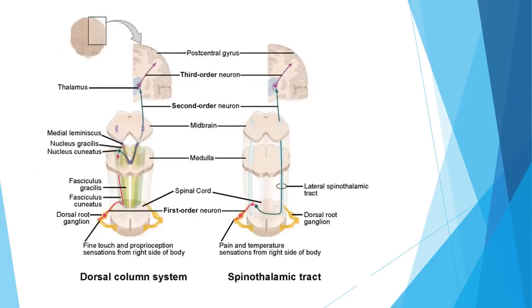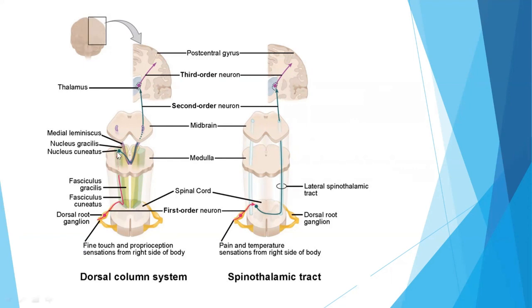Now, talking about the dorsal column system and spinothalamic tract. These two tracts are among the most important and most commonly tested in the sensory pathway. In the dorsal column system, the fine touch and proprioception sensation from the right side of the body goes up on the same side, and then it crosses in the medulla.